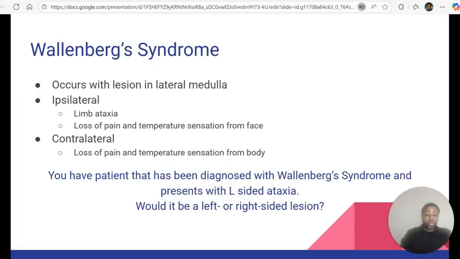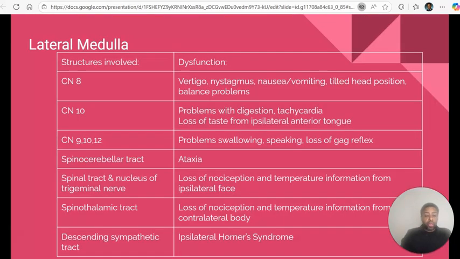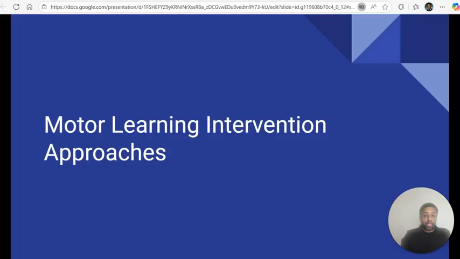Wallenberg syndrome, it occurs with lesion in the lateral medulla. It is associated with ataxia and loss of pain and temperature sensation in the ipsilateral side. On the contralateral side, loss of pain and temperature sensation from the body is oftentimes seen. These are frequent sites of brainstem lesions. You can look into this information in the slide.